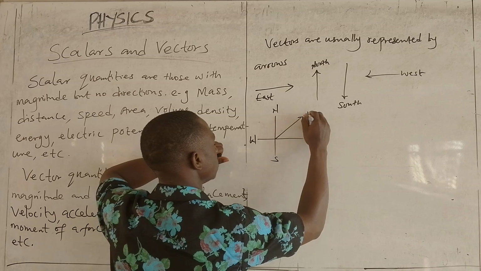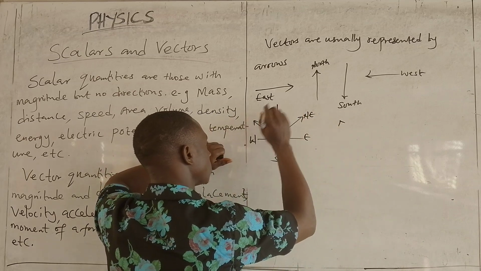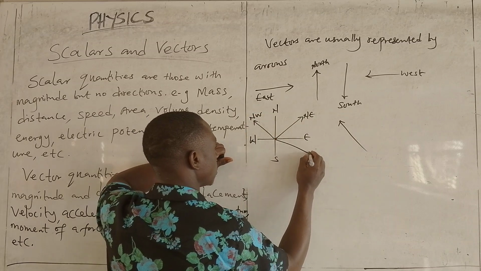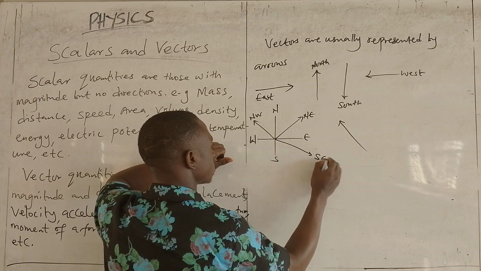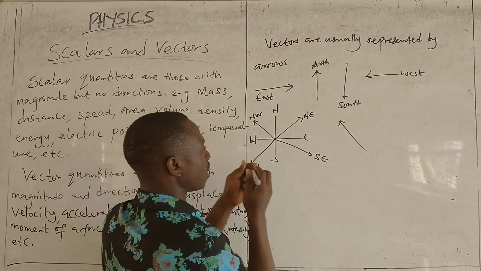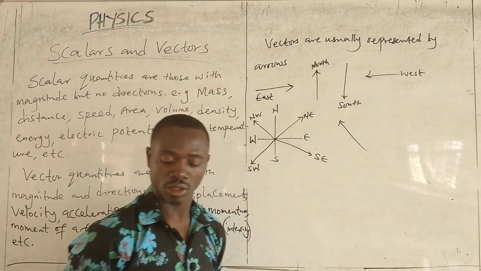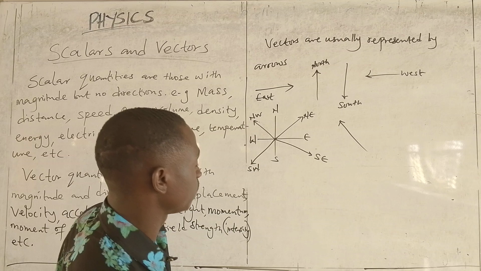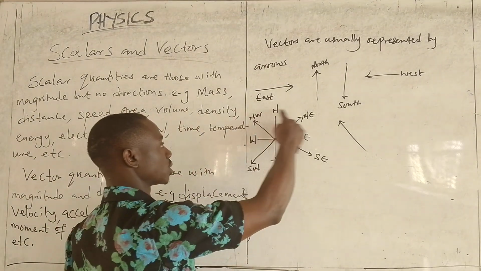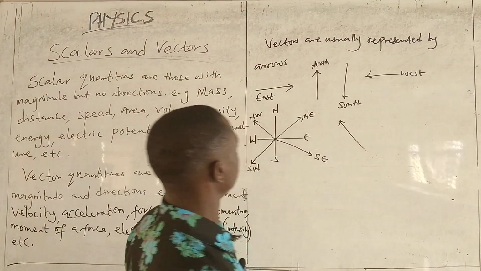So if you have something in this direction, that's north, east. This one is north, west. Then here, this is southeast, and this is southwest. So making how many possible directions? 1, 2, 3, 4, 5, 6, 7, 8. So that is what we mean by direction. And you also be given the angles for these ones. You must indicate the angles. Okay.